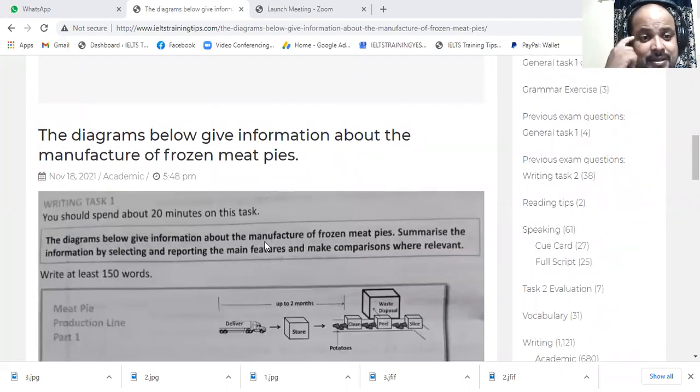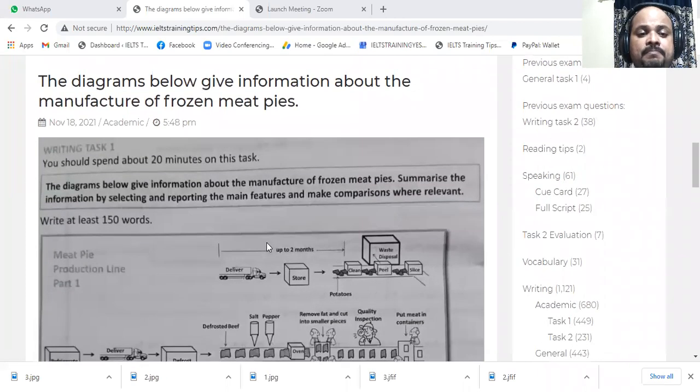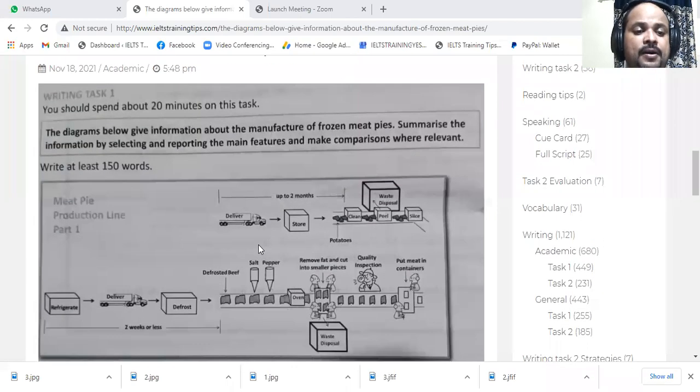Today we are going to see a complex task one, that is the manufacturing process of frozen meat pies. This is a process diagram. All the process are to be written in present tense. So it's a habitual action, so it happens. So we have to write it in present tense is the first thing that we have to remember.